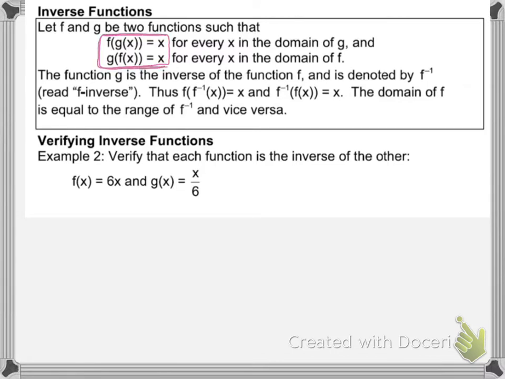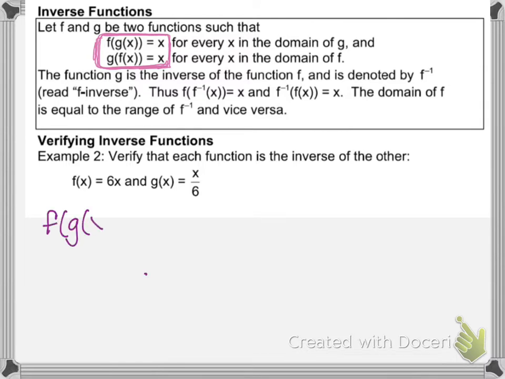I don't care which one you do first, but you are doing f of g, and then you're doing g of f, if that's the name of your functions, okay? So here in example 2, we are given f of x equals 6x, and g of x equals x over 6. So let's do f of g of x, okay? So f of g of x, it doesn't matter which one I'm doing first, by the way.